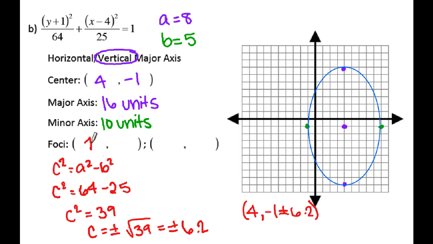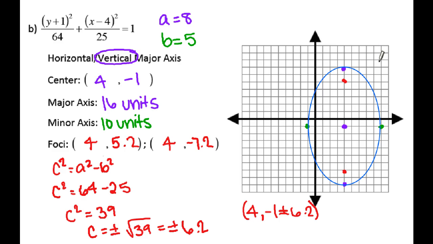So my x-coordinates are the same. For my y-coordinate, I have negative 1 plus 6.2, and then negative 1 minus 6.2, and that's where your two foci are going to be. So 4, 5.2, and then 4, negative 7.2. And that creates your ellipse.